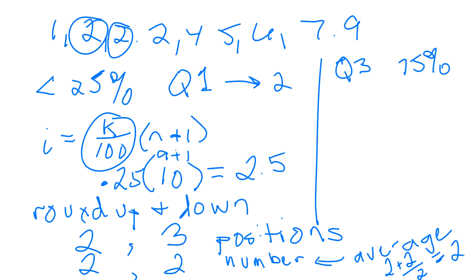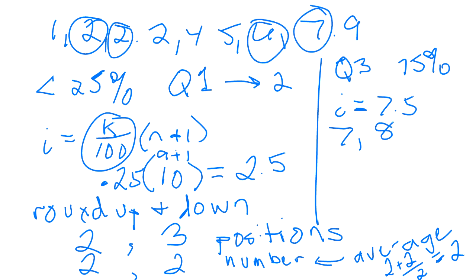So that would be 0.75 times 10 is 7.5. So 7 when you round down, 8 when you round up. The 7th number is 6, and the 8th is 7. They're in positions 7 and 8. So the numbers are 6 plus 7 divided by 2, which is 6.5 for Q3. That means that, again, 75% of the data is below 6.5.